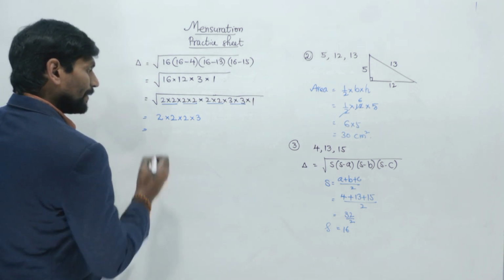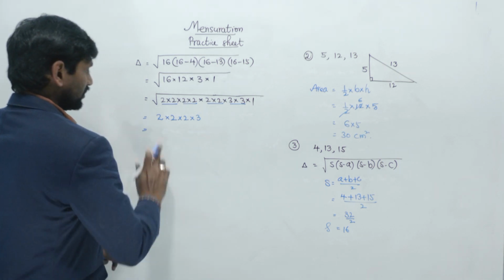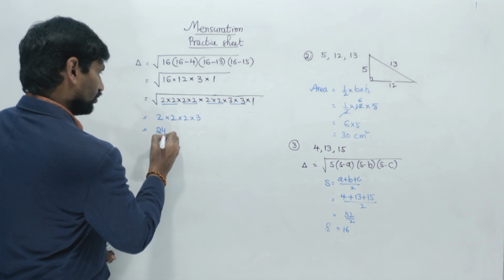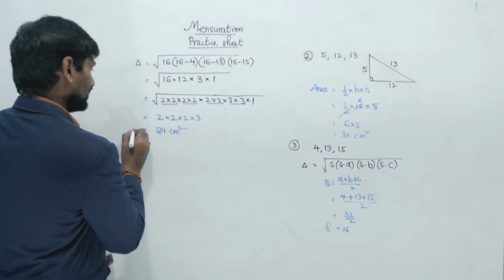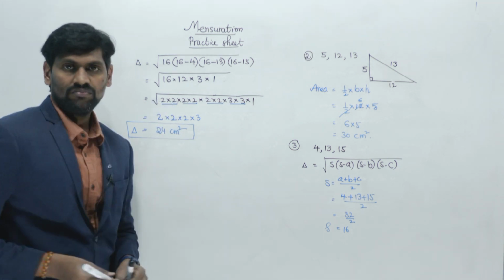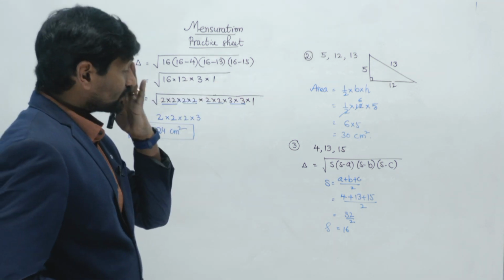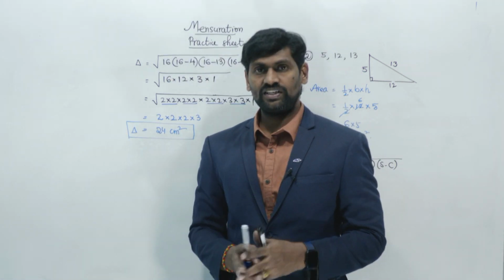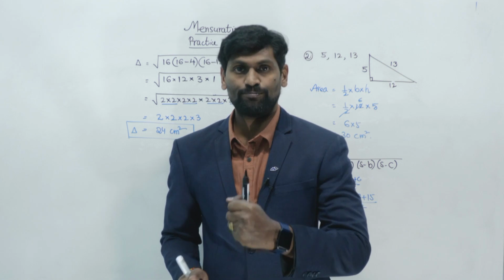Okay, now multiply all the numbers. 2 2s 4, 4 2s 8, 8 3s 24 centimeter square. This is the area of a triangle. So by using this formula, we can find the area of a triangle like this. Please check and we will go to the next problem.